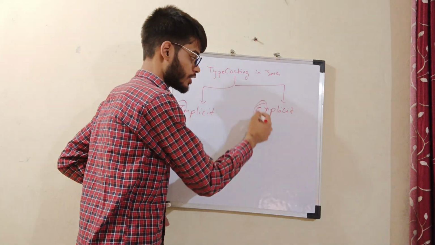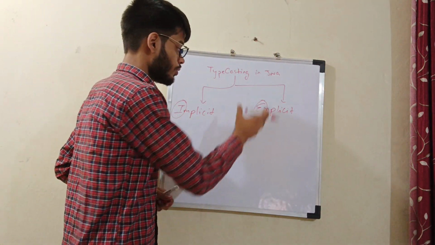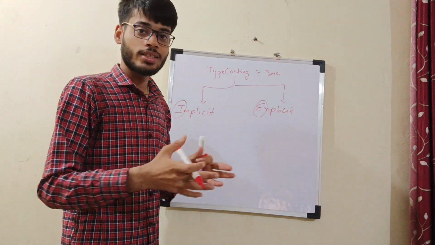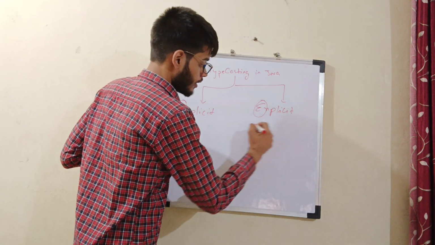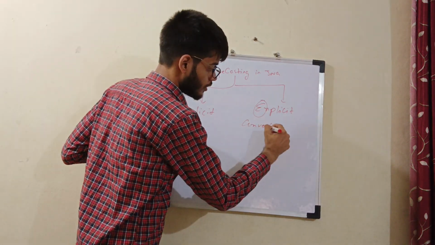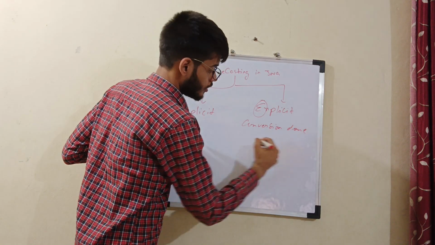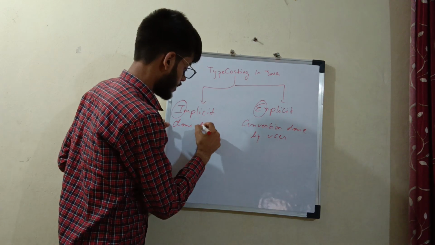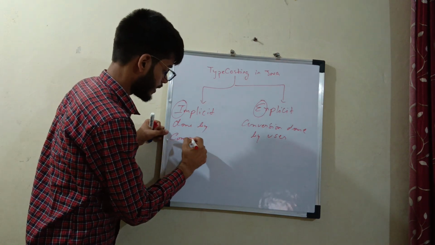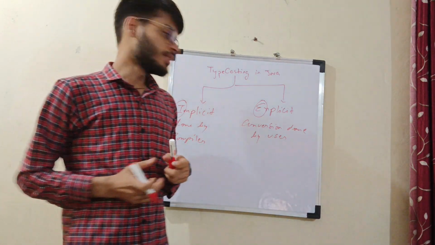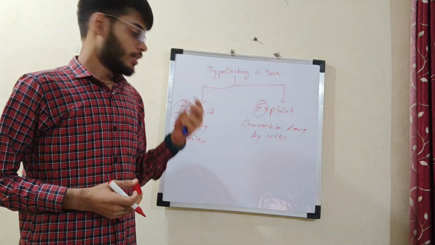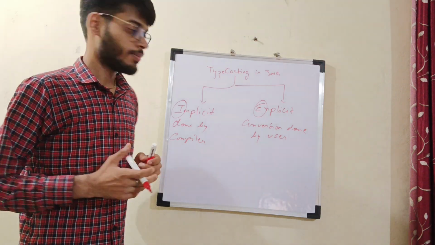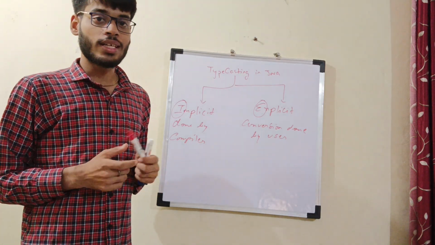Whereas E is for external. Who is external? The user. So in explicit typecasting, the conversion of a data type from one form to another is done by the user, and over here the conversion is done by the compiler itself, automatically. In other words, in implicit typecasting the conversion of one data type to another is done without the user's intervention, meaning the user is not involved in that conversion.